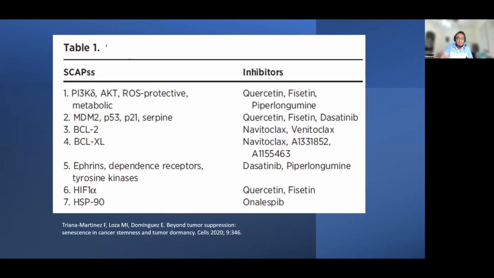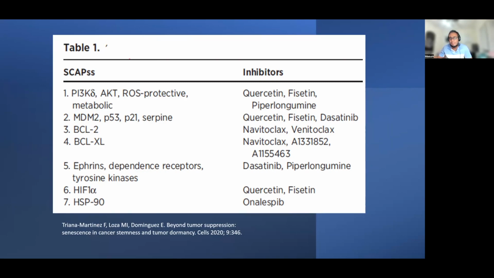Let's look at the mechanism of these two drugs. Navitoclax is a dual targeting drug. It targets BCL2 and BCL-XL. What are these? These are two anti-apoptotic proteins, and the target pathways are the anti-apoptotic pathways.